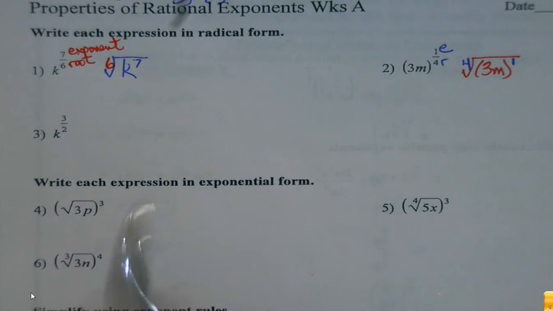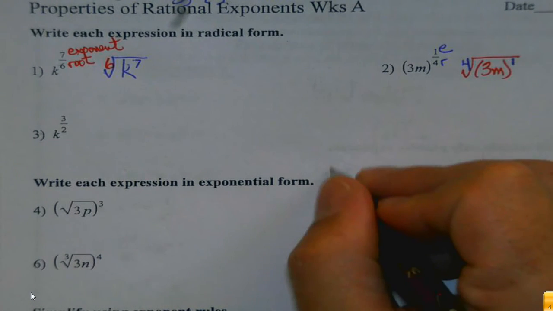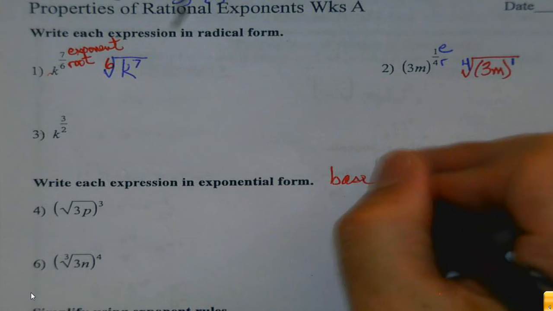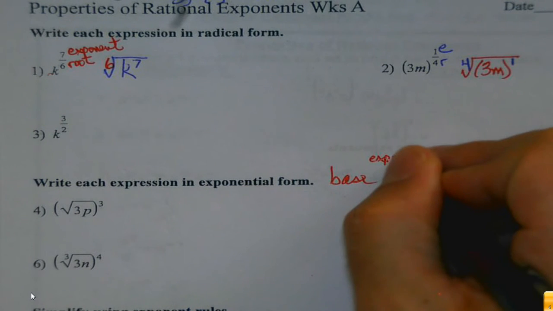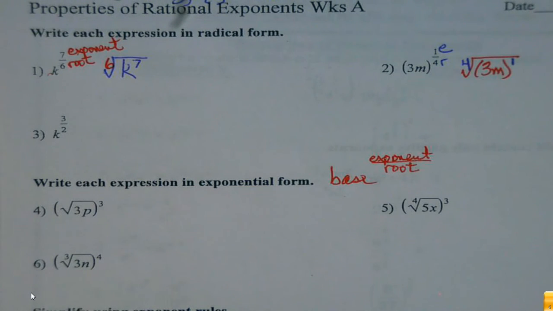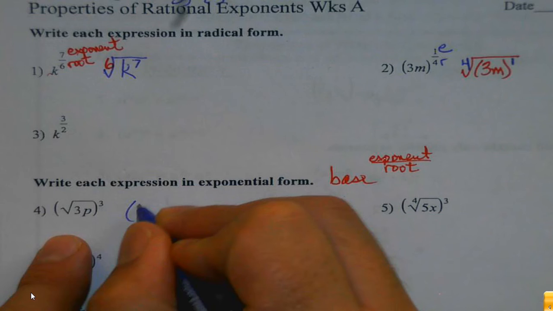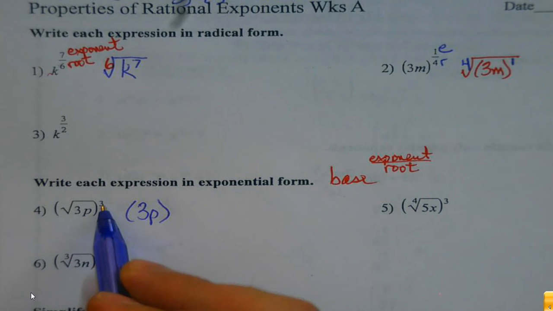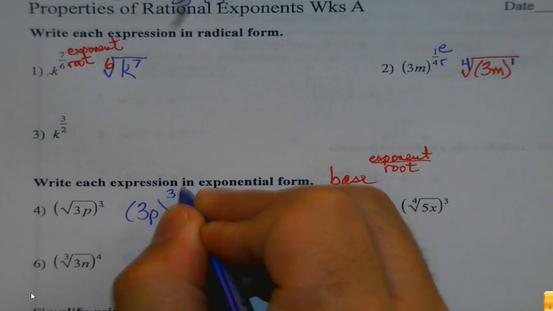And then when I get to the bottom, it's doing just the opposite. Because remember, what we're going to do is we're going to take our base, okay, variables, numbers, whatever it is, and we're going to do exponent over root. That's how we're going to make it look like an exponential. So whatever it is that's underneath the radical, a single number, a single variable, or like in the case of number 4, 3p. Okay, there's my base. I see my exponent here. So that's going to be up here.